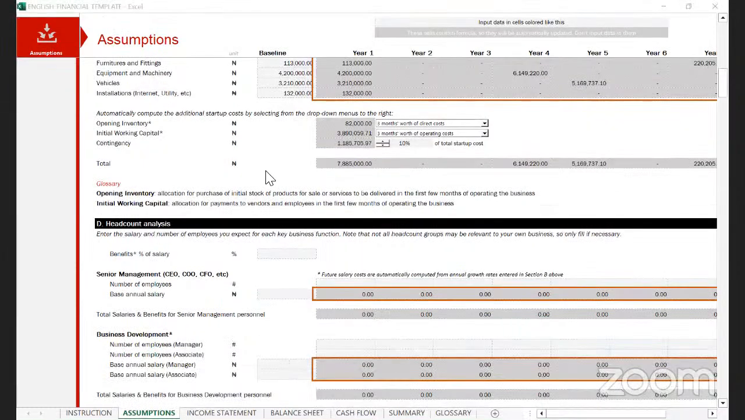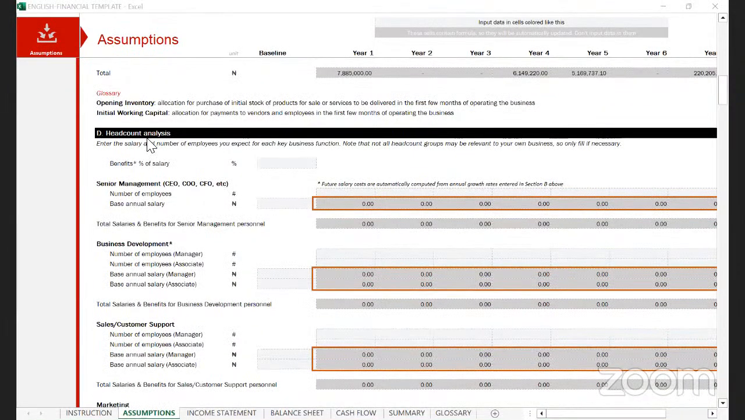Thank you, Foko. So I will now move to section 4, which is headcount analysis. In this section, you enter the salary and number of employees you expect for each key business function. Note that not all headcount groups may be relevant to your own business, only few as applicable.